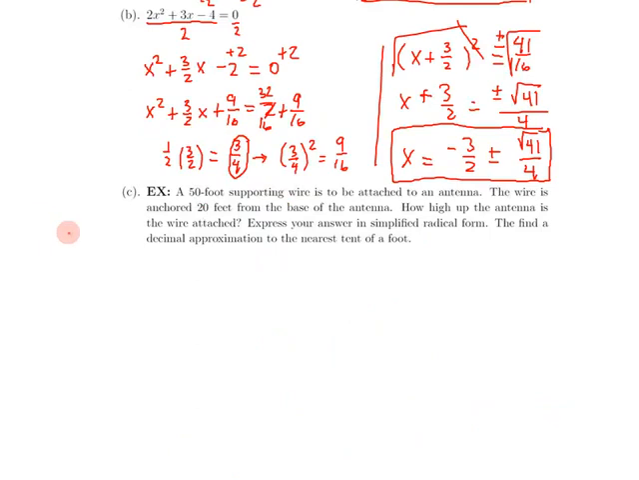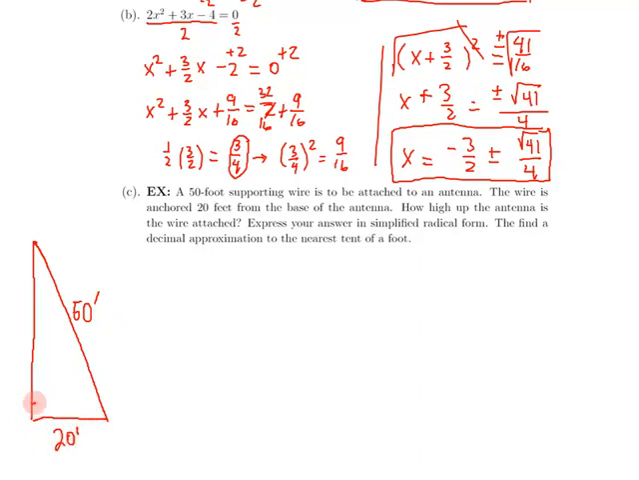Our last problem here is a word problem where we're asked to consider the following scenario. A 50-foot supporting wire is to be attached to an antenna. So imagine that you've got an antenna drawn, we'll go straight up and down here, and attached to it up here at the top we're going to have a supporting wire come down off the top. Okay, and that wire is to be 50 feet long. We also know that the wire is anchored 20 feet from the base of the antenna, so this horizontal distance right here is 20 feet.